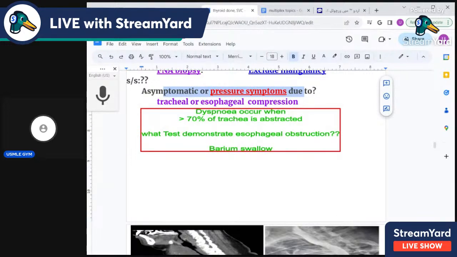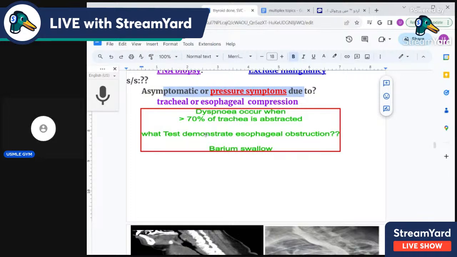Why dysphonia? The recurrent laryngeal nerve that supplies the vocal cord passes behind the thyroid gland. An enlarged thyroid presses on the recurrent laryngeal nerve, causing dysphonia. And dyspnea is due to the compression on the trachea. When does it occur? It occurs when more than 70% of the trachea is obstructed.